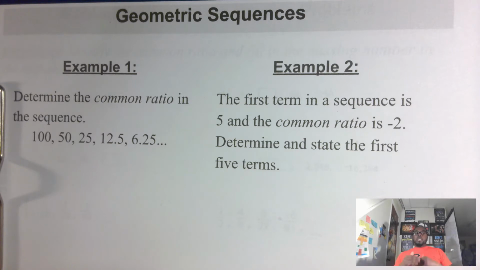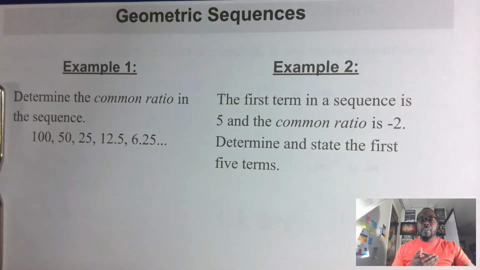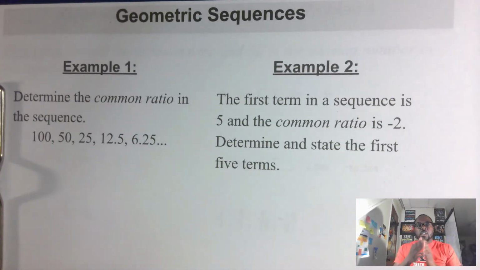So in a geometric sequence, we call the fixed number a common ratio. So oftentimes, if it's dividing, or if the number goes from big to small, you might say it's divide, but it's still multiplication. That ratio is referred to as a fraction.